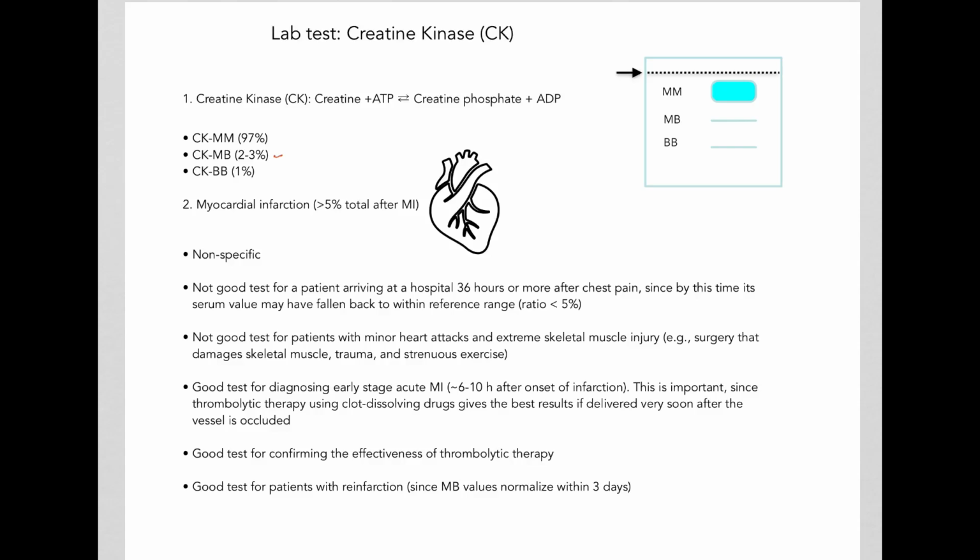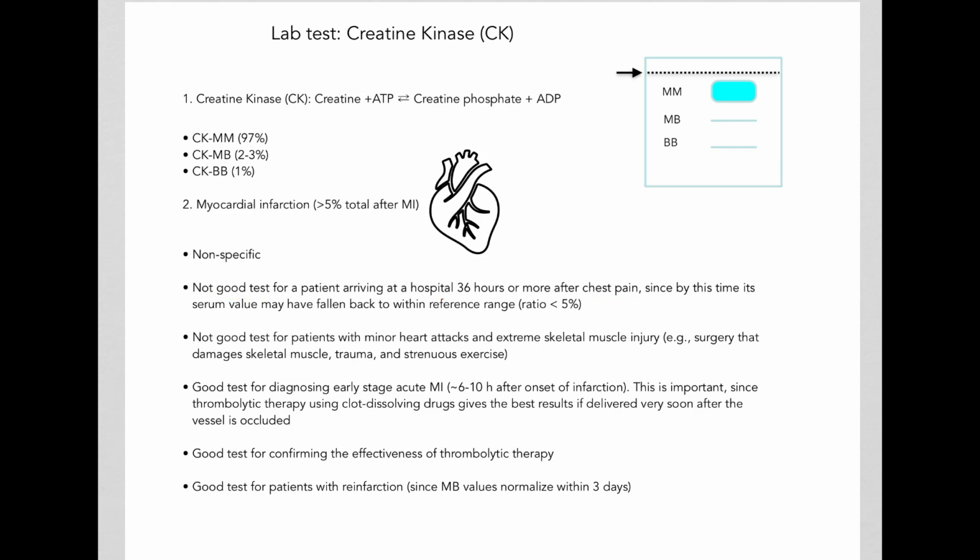Another problem with the CKMB test for myocardial infarction is that this is not a good test for someone coming to hospital 36 hours or more after a chest pain, because by this time the enzyme CKMB, which will slowly increase, would probably have come back to normal values before 36 hours. So that means this is not a good test for someone coming to the hospital long after a chest pain.